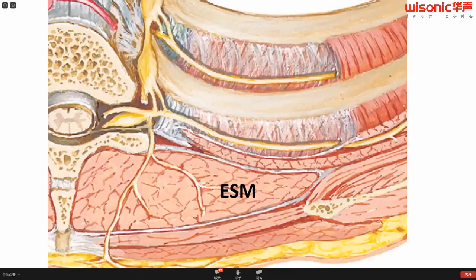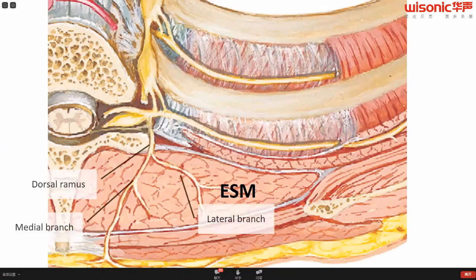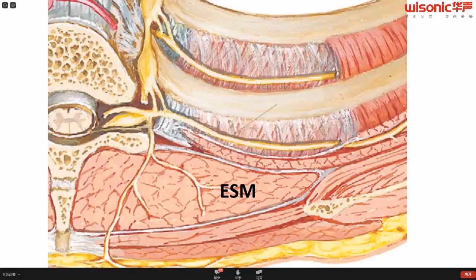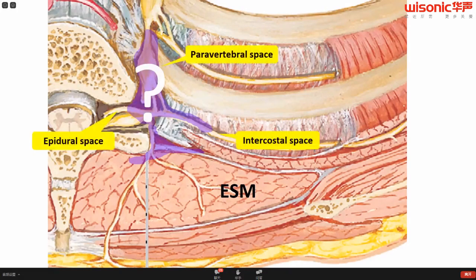The question is, how does the erector spinae block work? Here you can see a cross-sectional view. You see the erector spinae muscle, and you see the dorsal ramus with a medial and lateral branch. You see the ventral ramus, you see the sympathetic trunk, and you see the advancement of the needle to the transverse process. The local anesthetic is always blocking the dorsal ramus of the spinal nerve. The question is, is local anesthetic flowing into the intercostal space, the paravertebral space, or the epidural space, and producing by this complete somatic and visceral analgesia?